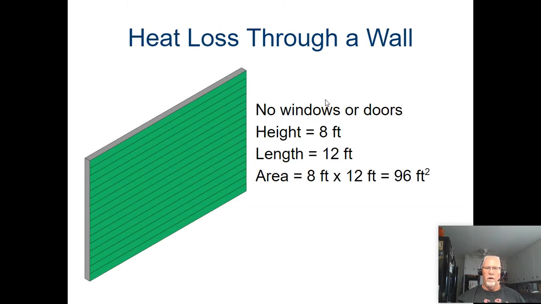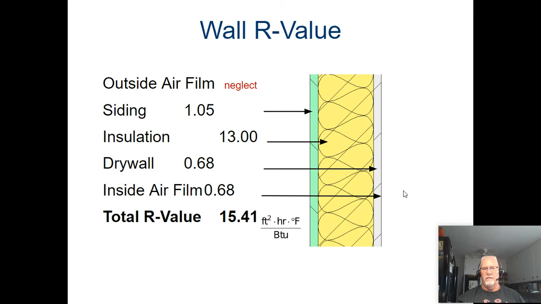So if we look at a wall, for example, there are no windows or doors in this, so we can simply say, okay, it's 8 feet high, 12 feet long. We have an area, 8 by 12, 96 square feet. We then have to figure out our R value. Okay, so we can figure out the outside air film, but we'll forget about that. But we have siding. Siding has an R value of 1.05. Insulation, there's the good stuff, 13 is the R value for our insulation.